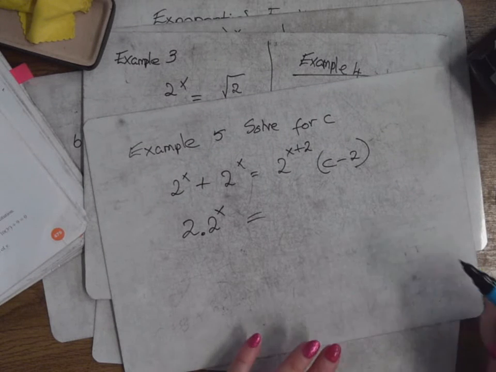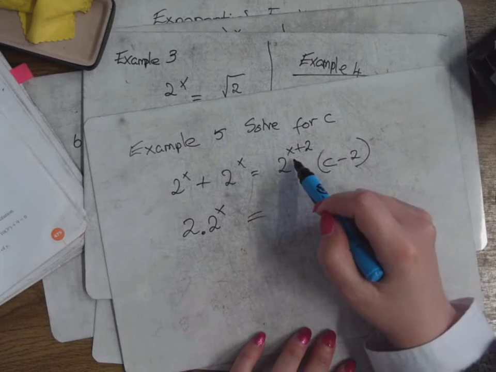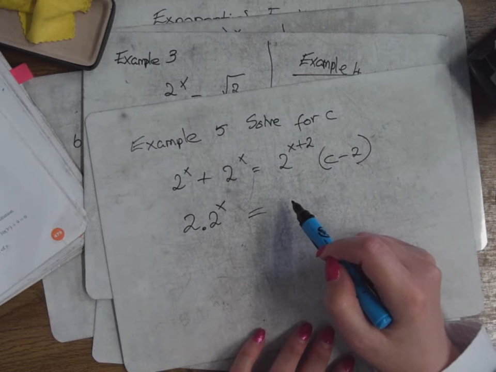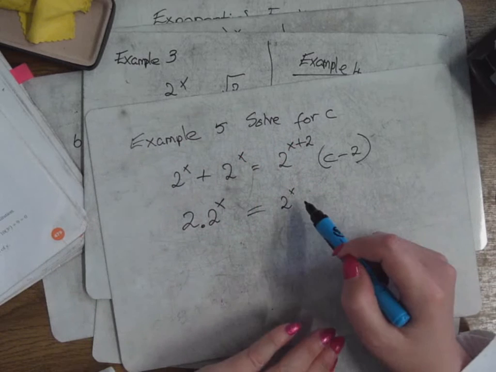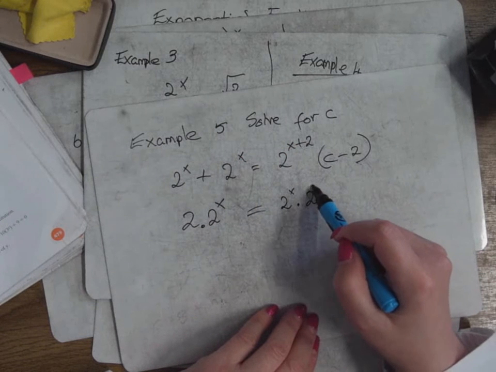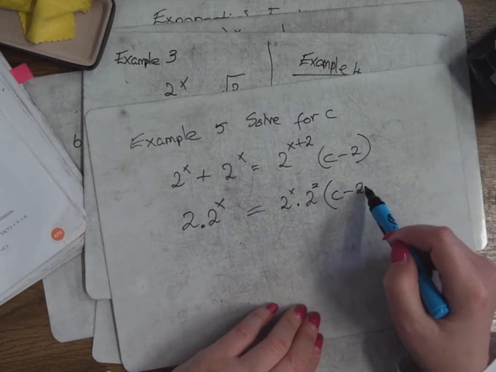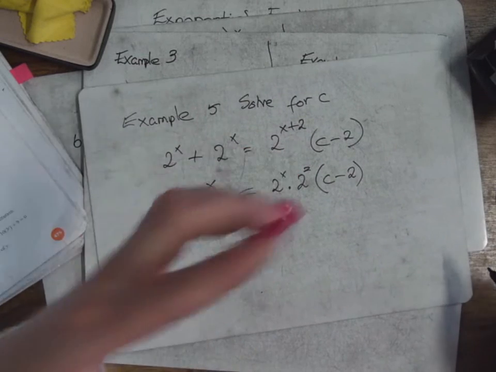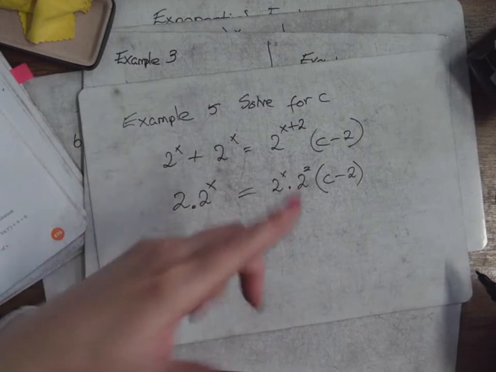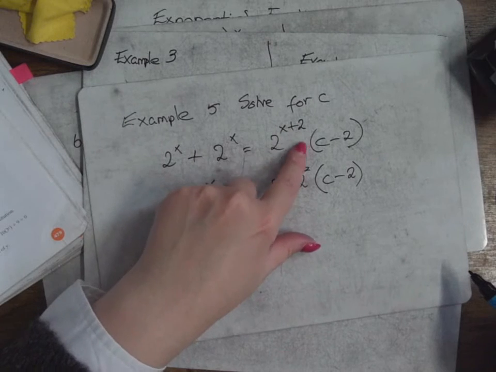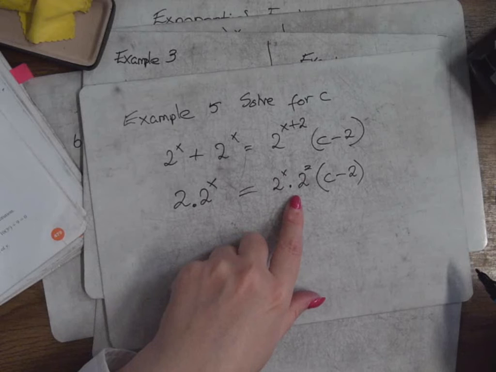Over this side, will I multiply into the brackets, maybe? What I might do is, you know the way this was added? That means they were originally multiplied, wasn't it? So that was originally 2 to the power of x multiplied by 2 to the power of 2. Multiplied by c minus 2. Do you know the way, if they're multiplied, you'd add the indices? So instead of multiplying them and adding the indices, I broke it up. I said, if they were added, they were originally multiplied. Do you see what I've done? Does everyone see where I've come up with this?